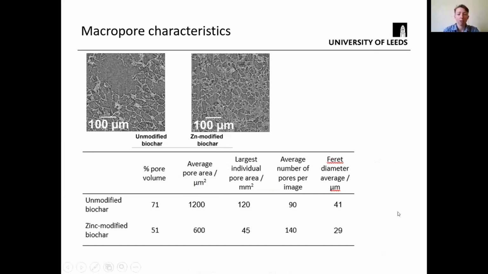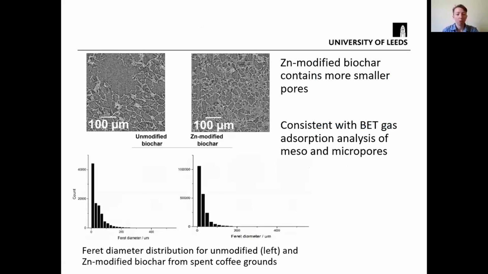And finally, the Feret diameter, which is a sort of caliper diameter, or a measure along the largest axis of a pore. And you can see that that is greater in the unmodified biochar on average. The Feret diameter can also be viewed as a distribution. So this is analogous to a pore size distribution, except it's along the largest dimension of each pore. Note that the scale here is actually quite different.